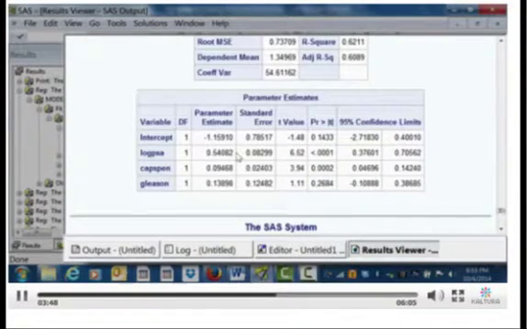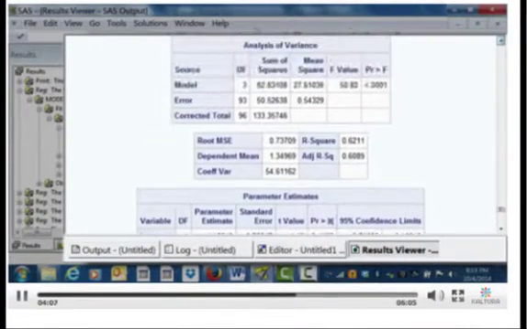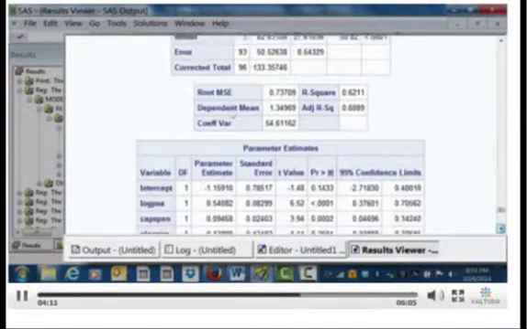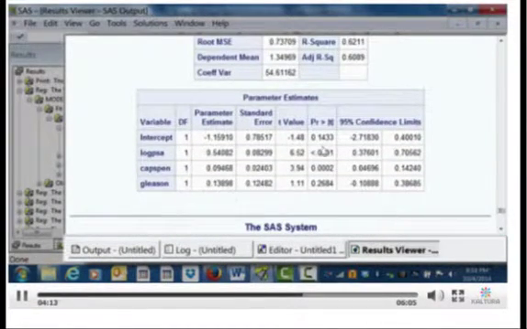So this is beta hat. Here is the standard error of beta hat, and here is the t-statistic. So the quotient of these two gives us the t-statistic. This p-value is determined by looking at the t-statistic against the t-distribution with degrees of freedom equal to 93. That's the error degrees of freedom. And we see that this p-value is very small, less than 0.0001.